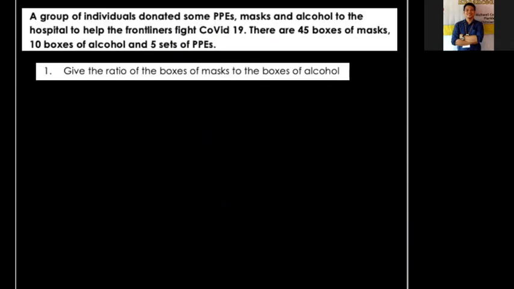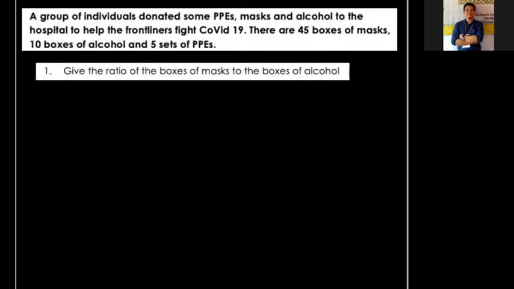So let's have this example. A group of individuals donated some PPEs, masks, and alcohol to the hospital to help the frontliners fight COVID-19. There are 45 boxes of masks, 10 boxes of alcohol, and 10 sets of PPE. How can we write the ratio of the boxes of masks to the boxes of alcohol?